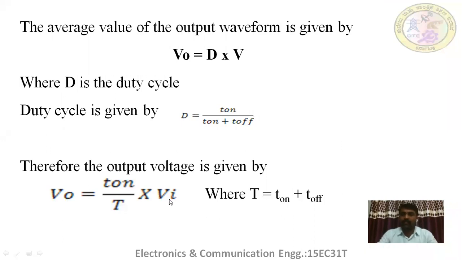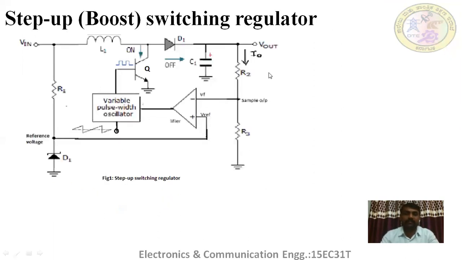Finally, the output voltage is always less than the input voltage. This is because of the duty cycle, right? Because of this, output voltage is always less than the input voltage. This type of switching regulator is called a step down switching regulator. Okay, so this is about the step down or buck switching regulator.